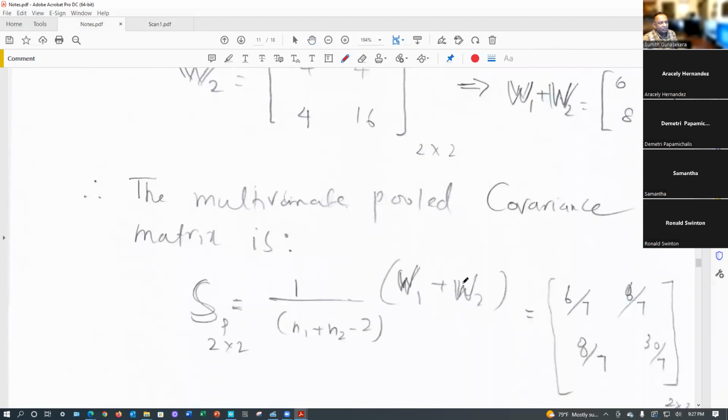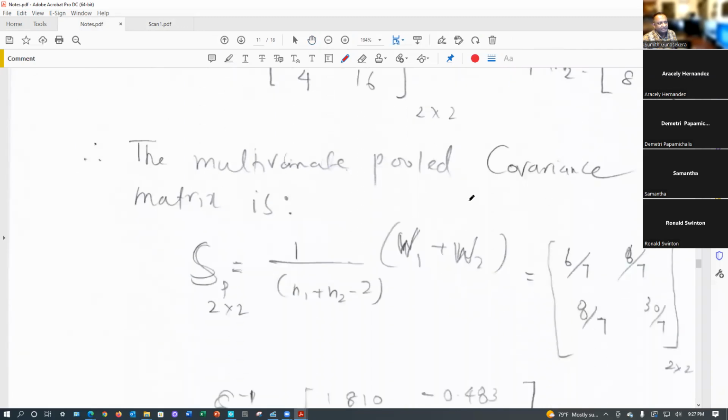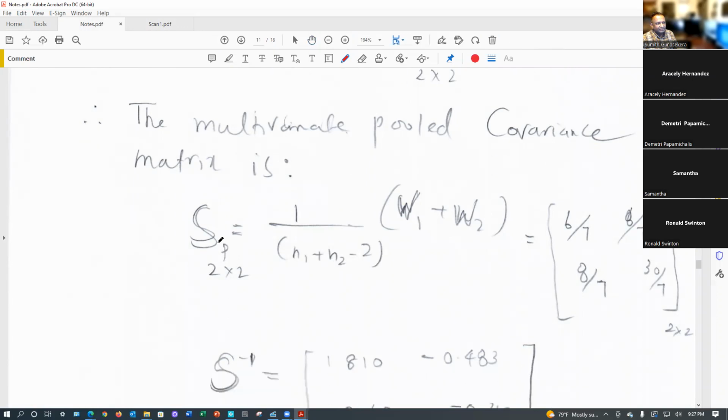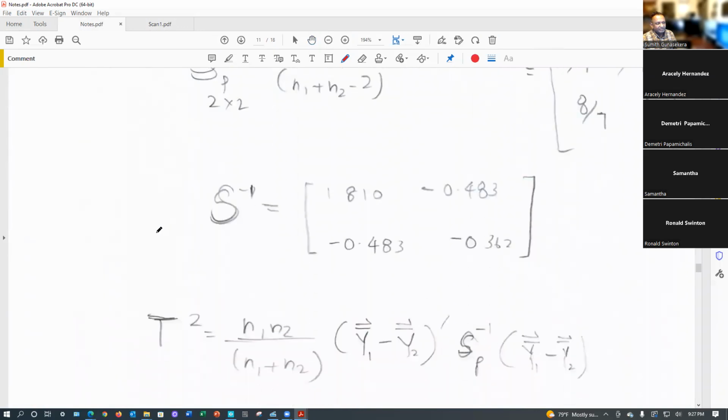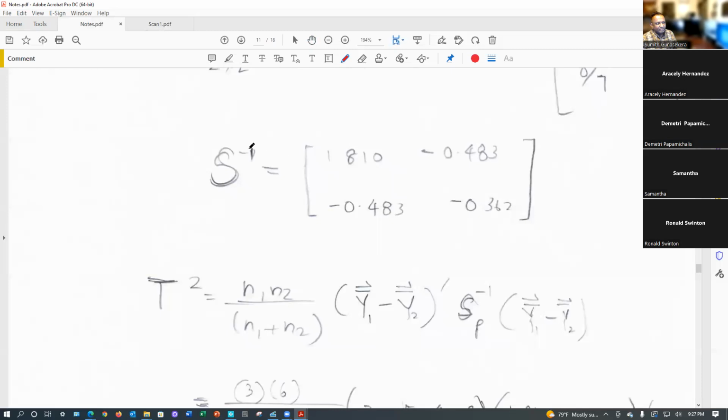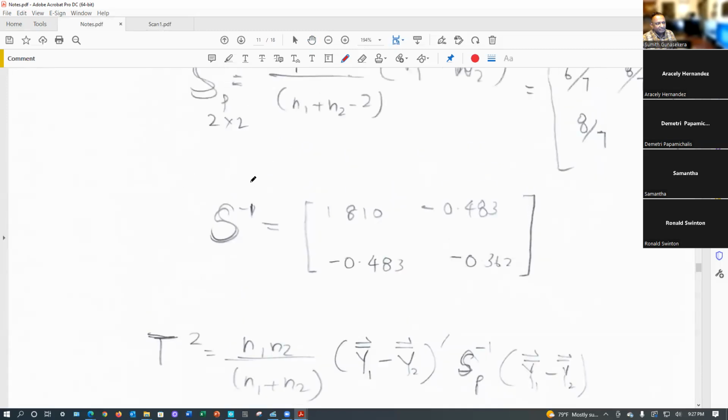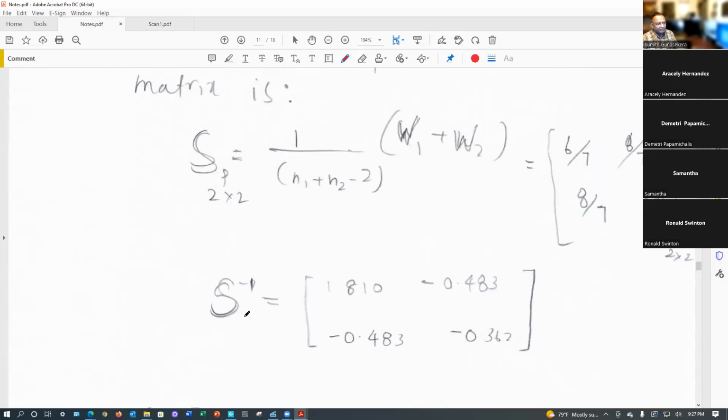Then you're going to get the pooled one like this. You add those two and then divide by n1 plus n2 minus 2. That would give you the pooled multivariate covariance matrix. For this particular case, you really need that one. And then you're going to take the inverse of that. You know how to get the inverse.